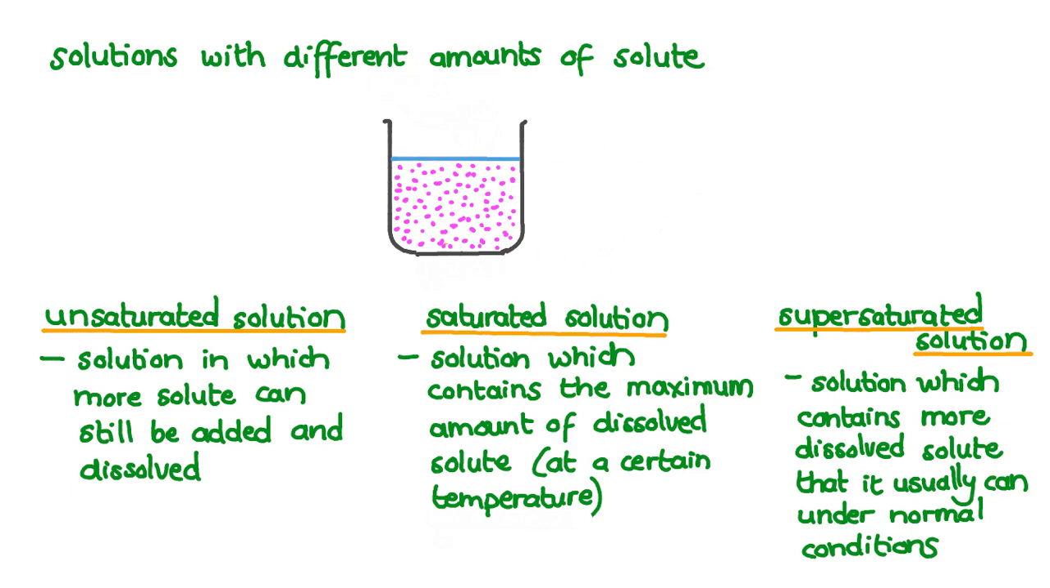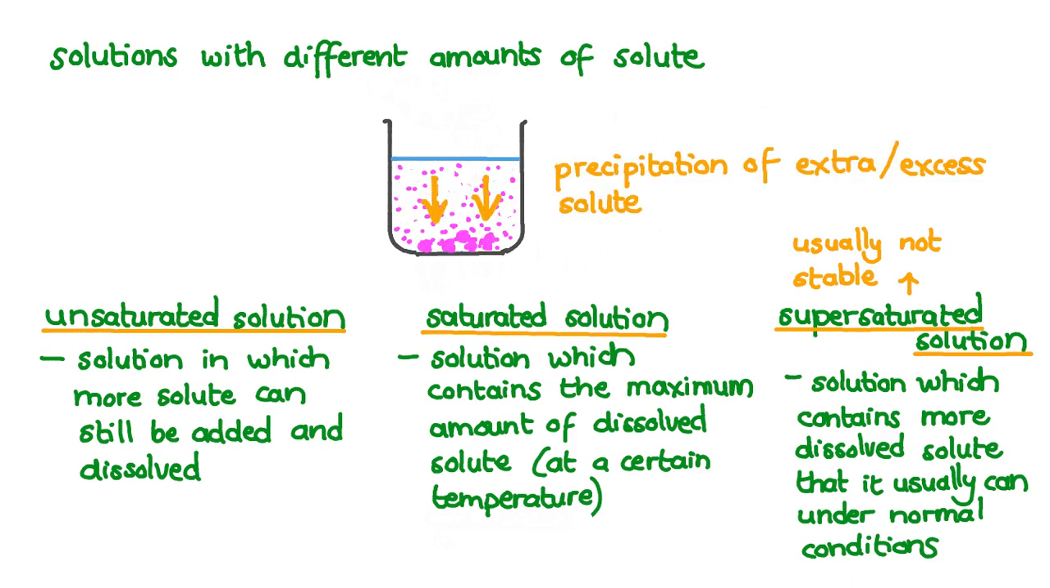A supersaturated solution is one which contains more dissolved solute than it usually can under normal conditions. Supersaturated solutions are usually not stable. Any disturbance to a supersaturated solution, such as vibrations or dust particles entering the solution, may cause the extra or excess dissolved solute to precipitate out of solution, forming solid particles which sink to the bottom of the vessel.